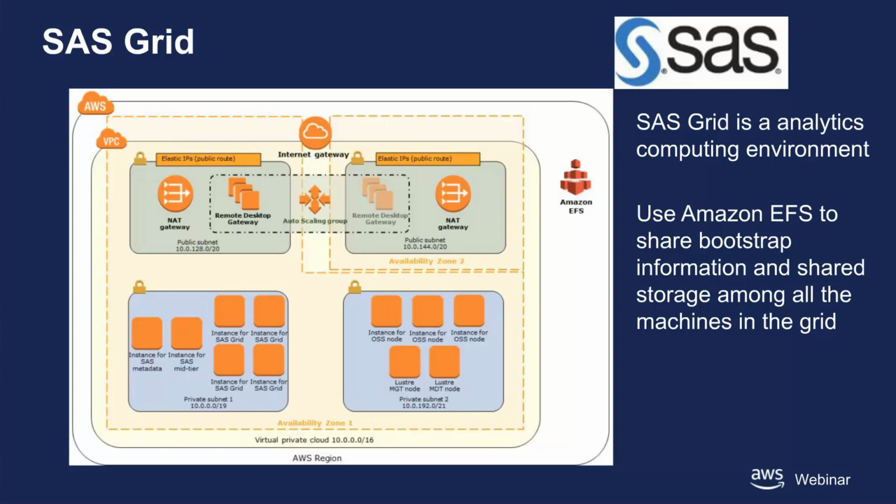SAS Grid requires a network share that all computers on the cluster can access. This can be an NFS mount or a directory on a SAN or some other type of mount. Really, any method of creating a directory that is shared among all the machines in the grid. So while this diagram shows Amazon EFS sharing the bootstrap information with SAS Grid and the other storage nodes, EFS can also be used as the underlying shared storage on the grid.